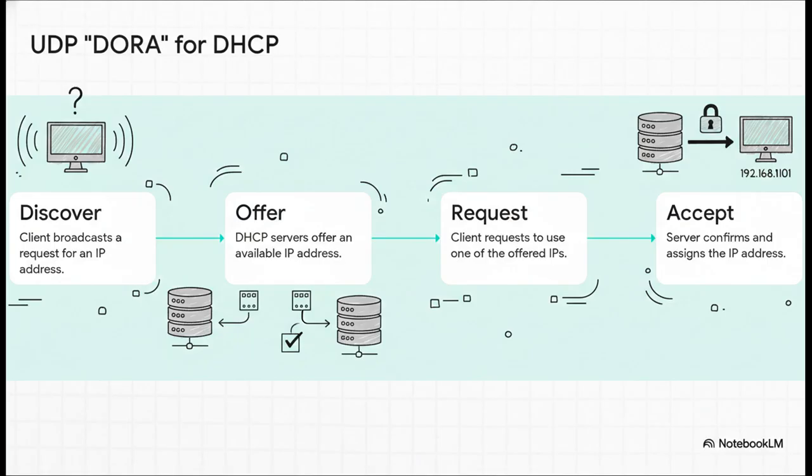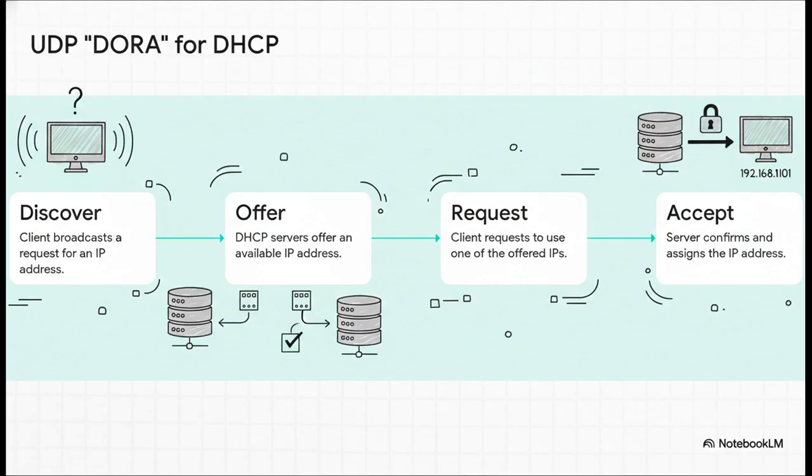It uses a quick four-step process we call DORA. First, your device broadcasts a discover message, basically yelling, "Hey everyone, I need an IP address." Any available DHCP servers on the network respond with an offer, saying, "Hey, I've got one you can use." Your device picks one and sends a request, "I'll take that one, please." And finally, the server sends back an accept, saying, "You got it, it's all yours."